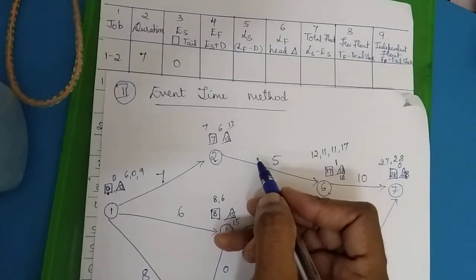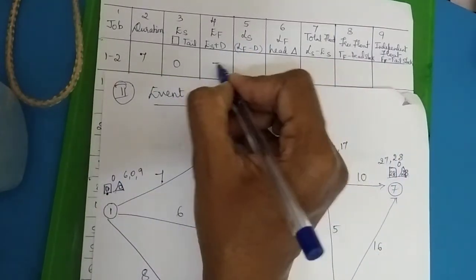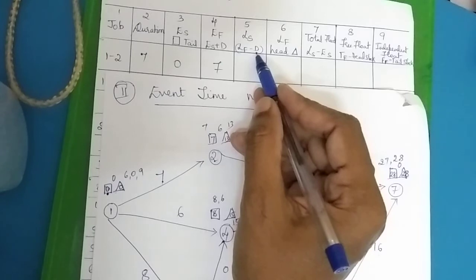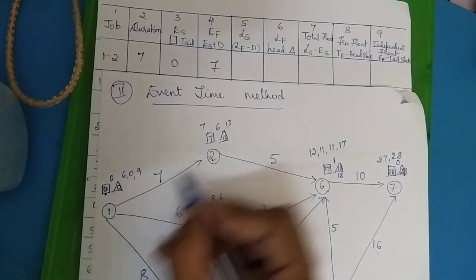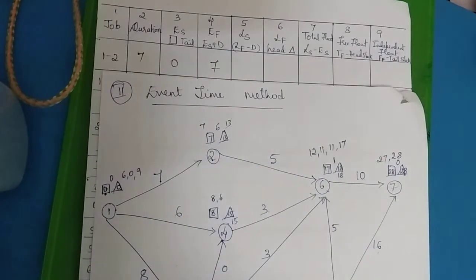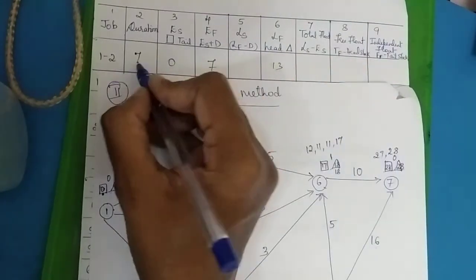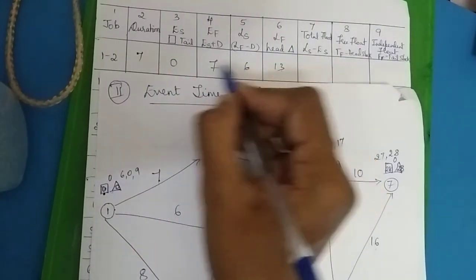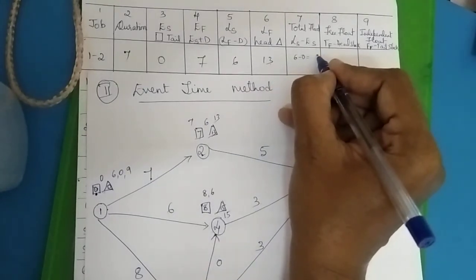Next is the earliest finish time, which is nothing but ES plus t. This is 7. Then LS is equal to LF minus D. Before I calculate this, I have to finish this. This is the latest finish time of the head event. So for 1 to 2, 13 is the latest finish time. So it is 13 minus 7 is 6. Then LS minus ES, so I have to take the difference between this and this. So 6 minus 0 is equal to 6.